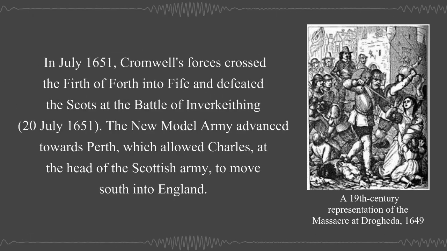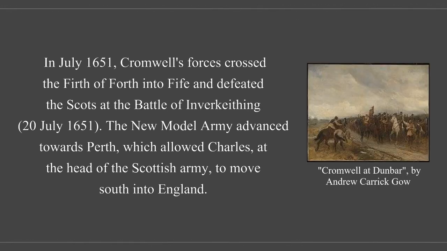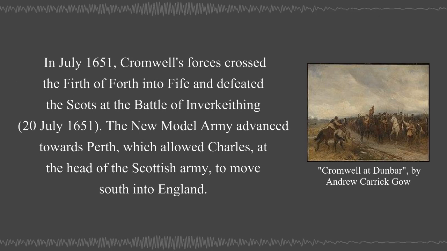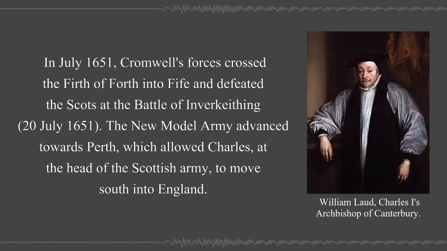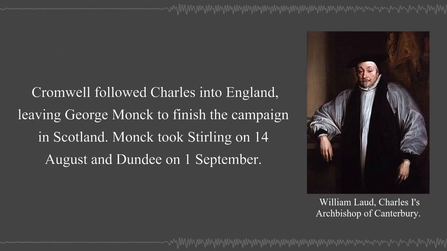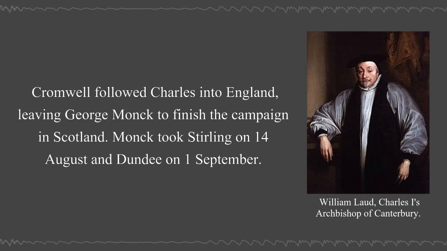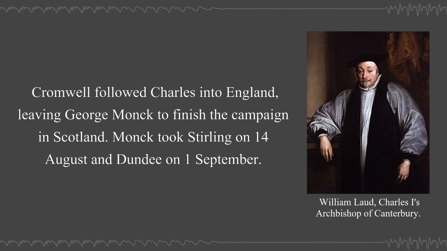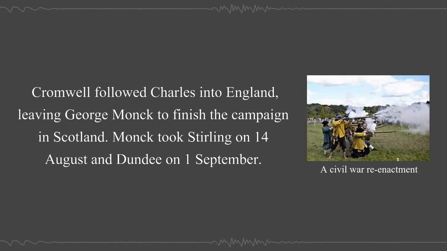In July 1651, Cromwell's forces crossed the Firth of Forth into Fife and defeated the Scots at the Battle of Inverkeithing, 20 July 1651. The New Model Army advanced towards Perth, which allowed Charles, at the head of the Scottish army, to move south into England. Cromwell followed Charles into England, leaving George Monck to finish the campaign in Scotland. Monck took Stirling on 14 August and Dundee on 1 September.